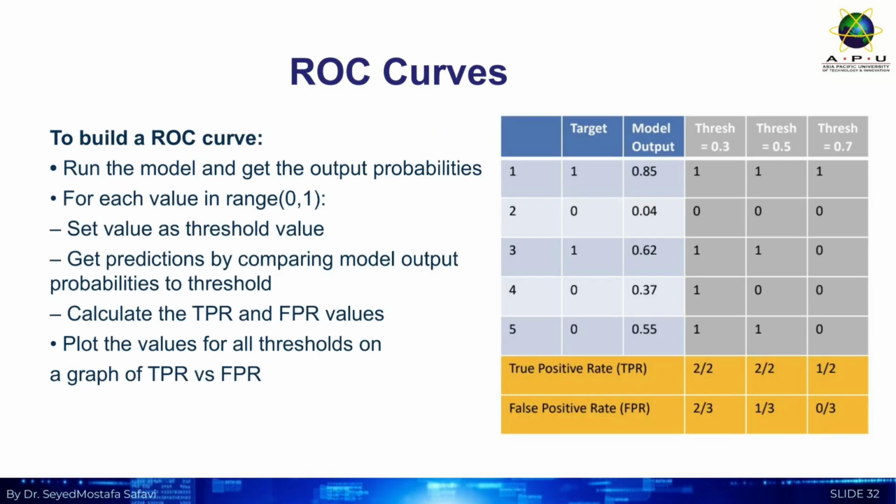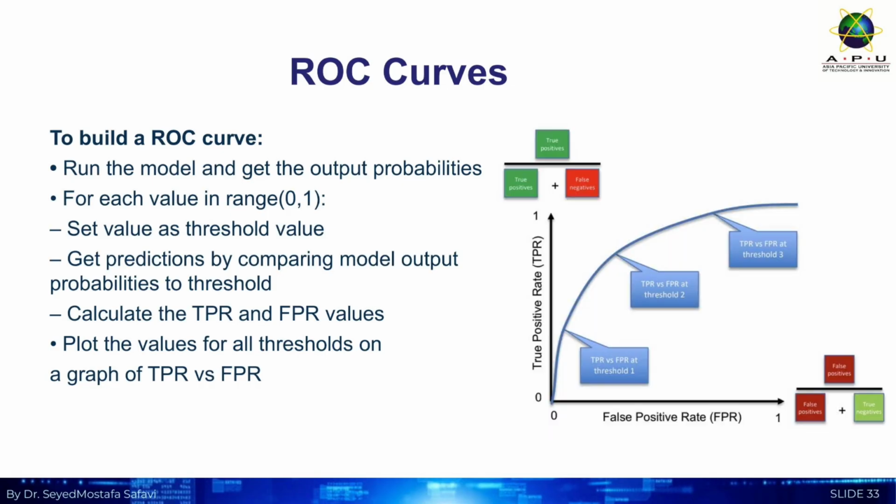How is this curve actually drawn? It starts with your model outputting a probability for the positive class. To draw the curve, you must iterate through every possible value between 0 and 1. At each one of those values, you set it as a threshold, calculate the resulting TPR and FPR, and then plot the point. Connecting all those points creates the full ROC curve, a comprehensive map of your model's capability.